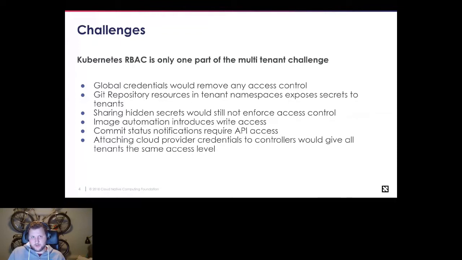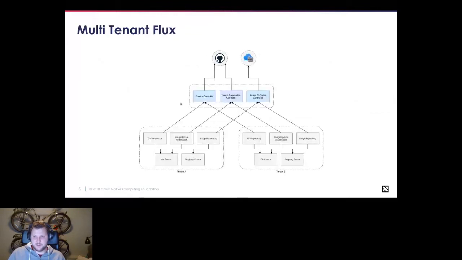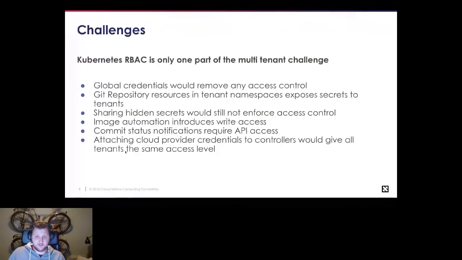If you were to flip this image around, and some people might say, oh, so I would just move my Git repository out of the tenant's namespaces, that might be fine, but you're basically removing any kind of insight into the synchronization mechanism for these tenants. You could share some sort of hidden secret to each separate tenant, but if this Git credential is still a global credential, it really doesn't matter.